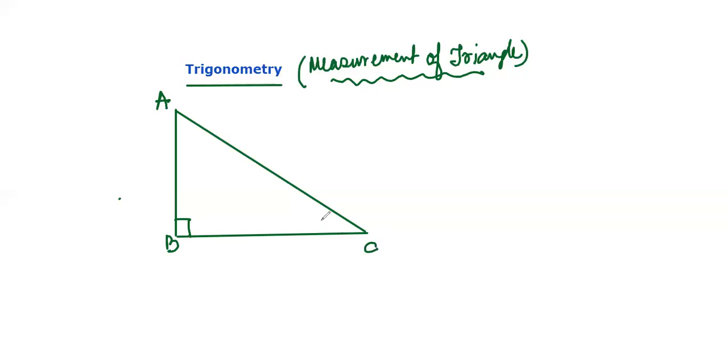So in this case, the side which is present over here, the BC side on which the triangle is lying, it is called the base. And this side which is perpendicular to the base, it is also known as perpendicular. Okay, so this is called perpendicular. And the side opposite to the right angle is called hypotenuse. So this is called hypotenuse.